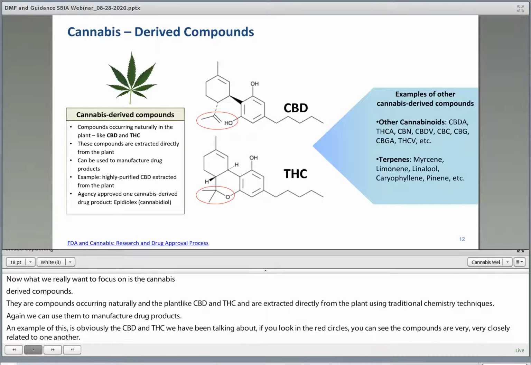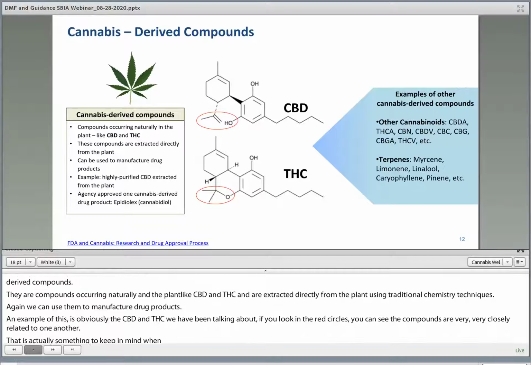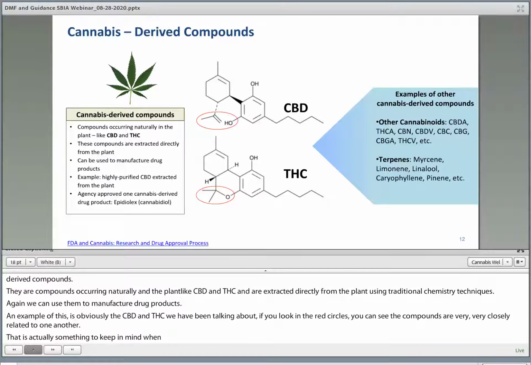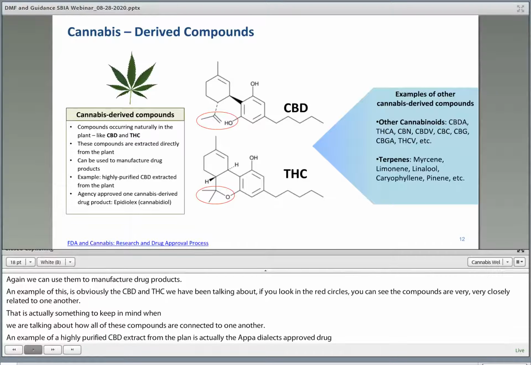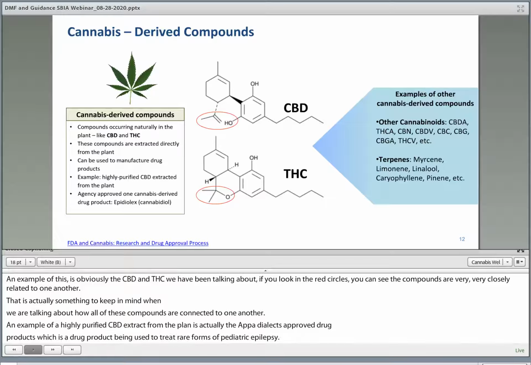And that's actually something to keep in mind when we're talking about how all of these compounds are connected to one another. An example of a highly purified CBD extract from the plant is actually the Epidiolex approved drug product, which is a highly purified cannabidiol drug product that is being used to treat rare forms of pediatric epilepsy and another seizure disorder that was just approved very recently. But I wanted to point out that in addition to CBD and THC, there are many other cannabis-derived compounds that you may not have heard of or you may not be as familiar with.